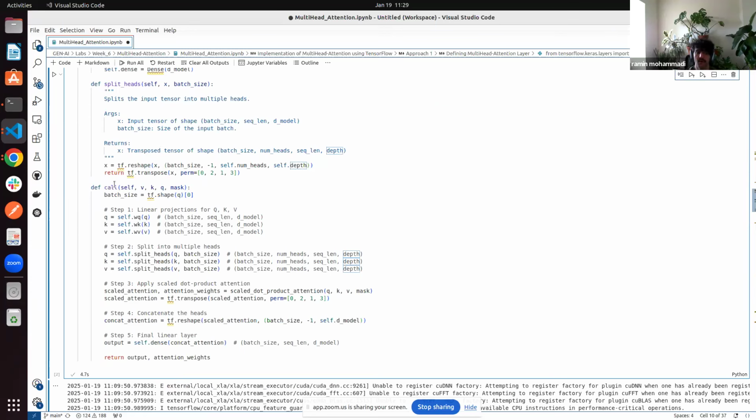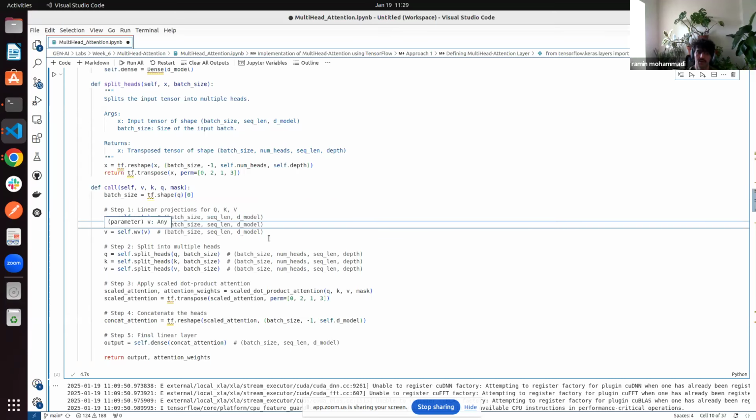Then we have a function called call. This call function gets as input three values: V, K, and Q, and a mask in case you have one. The first step is a linear projection. We multiply our queries by the weights, we multiply keys by the corresponding weights, and we multiply values by the corresponding weights. So now we have query, key, and value matrices.